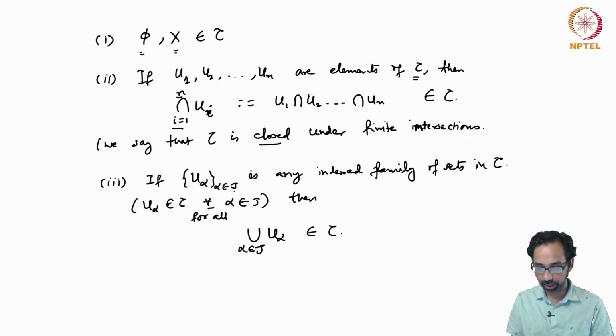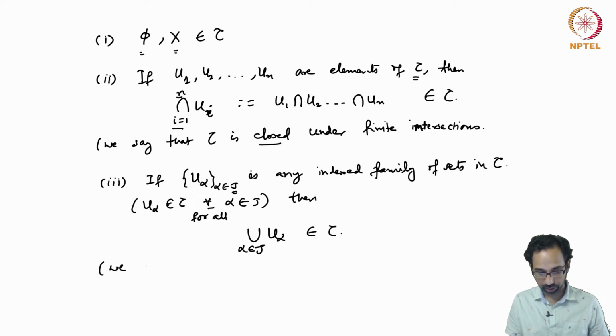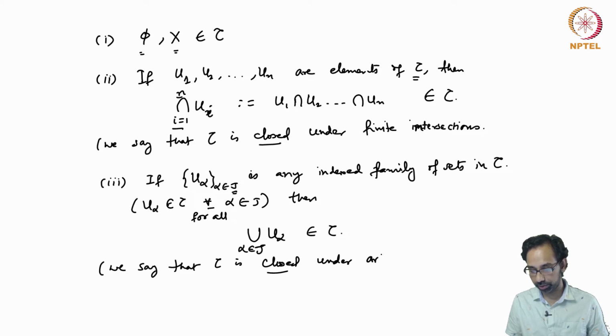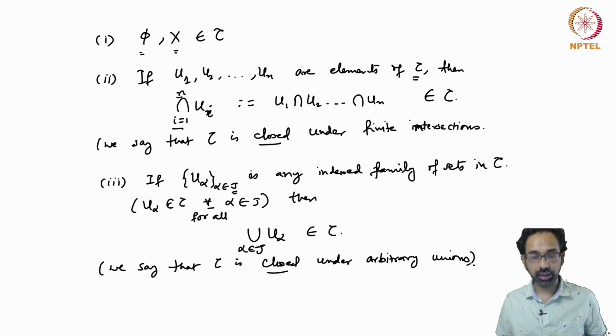So here notice that I took an arbitrary index set J, but in the second one we only had finitely many sets. So here J can be infinite, countably or uncountably infinite, and again we say here that tau is closed under arbitrary unions, and that's all. These are the only properties that we need to define a topology on X.